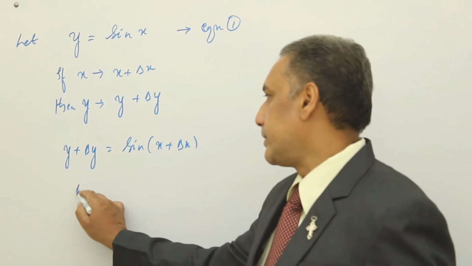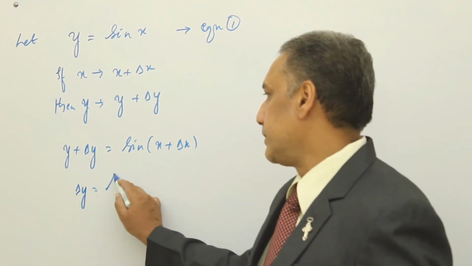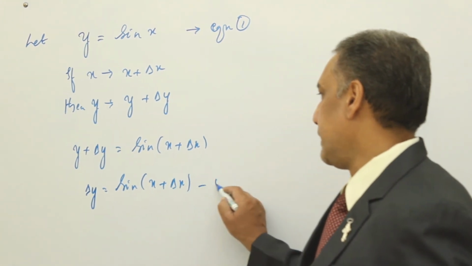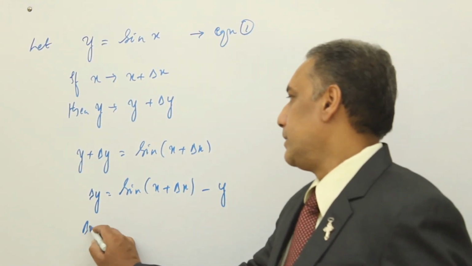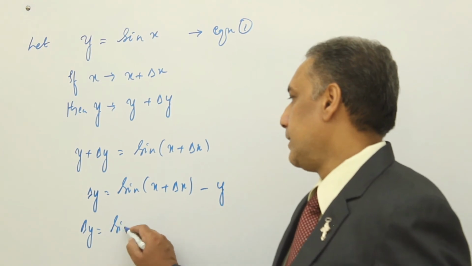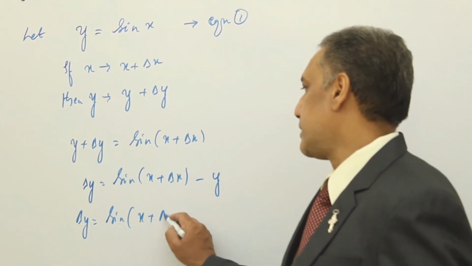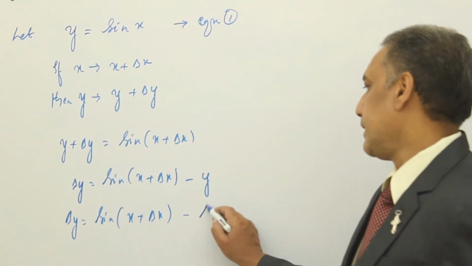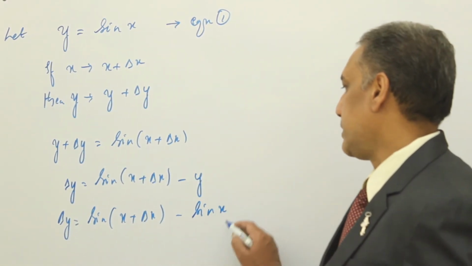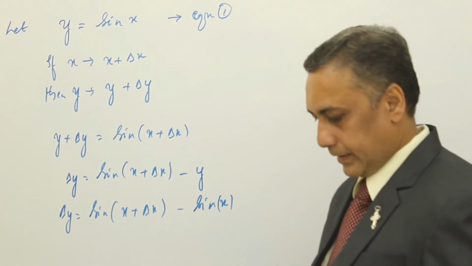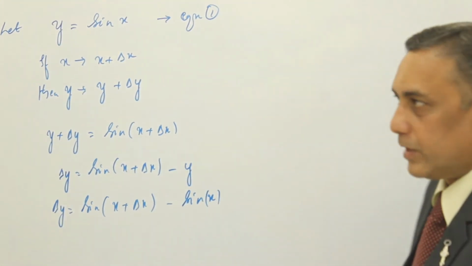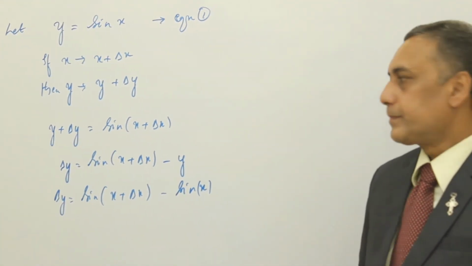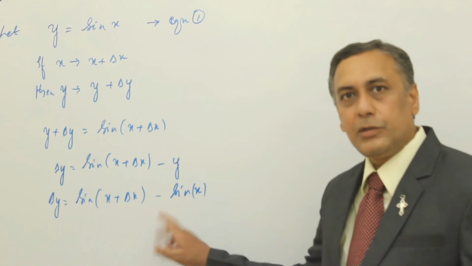Transposing y the other side, delta y is equal to sine of x plus delta x minus y. Here y is nothing but sine x. So when you put it, you get sine of x plus delta x minus sine x. Now we are going to use a formula based on compound angle, converting the difference into the product.